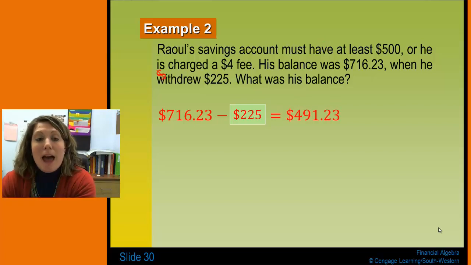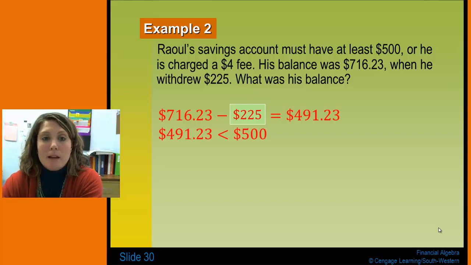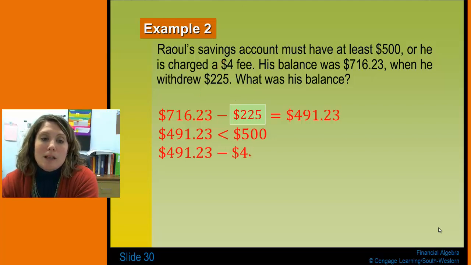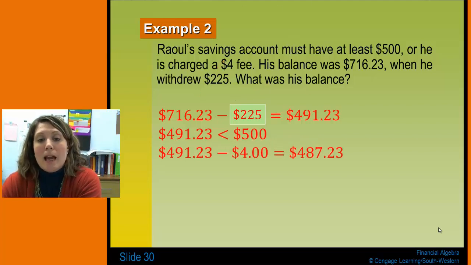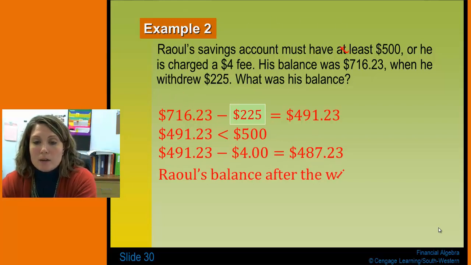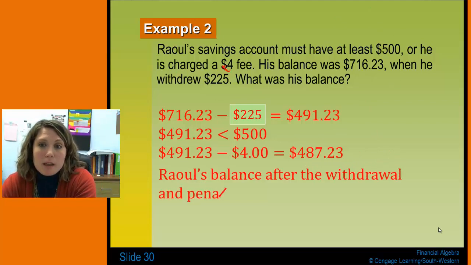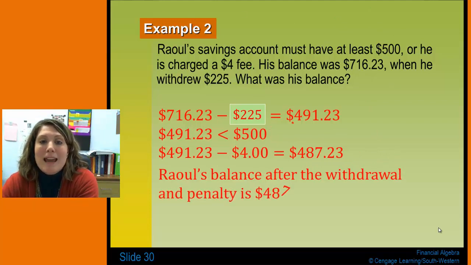$491.23. That value is below the minimum value of $500, so that $491.23 is less than $500. So he's going to be charged that $4 fee. So we need to subtract that $4 out of his account. And with that, we have Raul's balance in his account as $487.23 after we withdraw the $225 and we pay the penalty of $4.